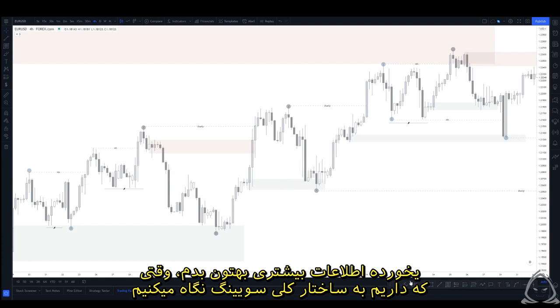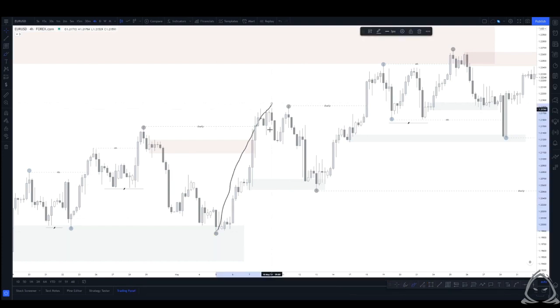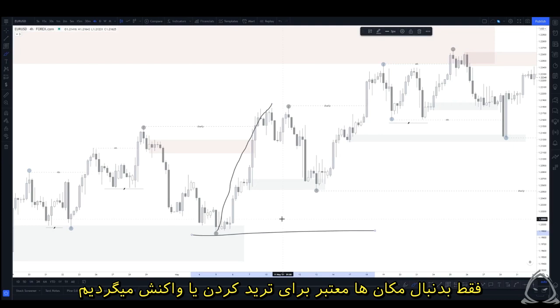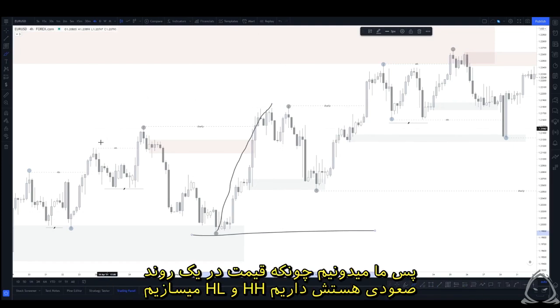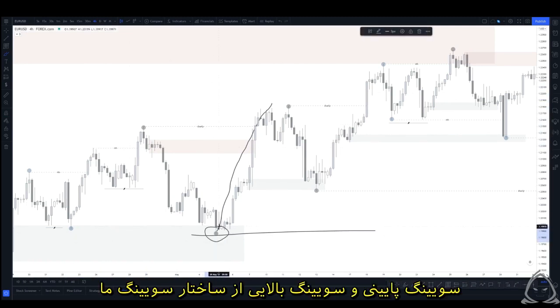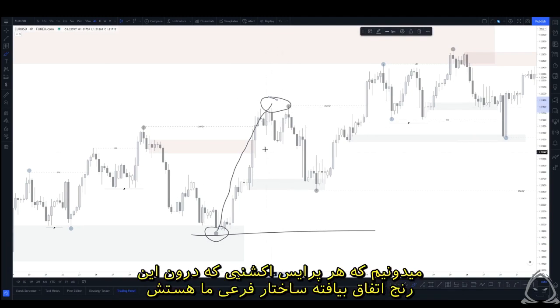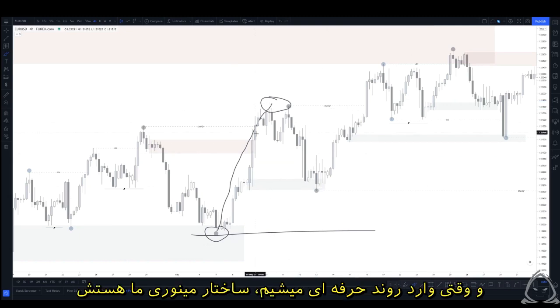But again, when we're looking at the overall swing structure, we're just looking for valid places to look for trades or to look for a reaction. So we know that because price is in an uptrend, we're creating higher highs and higher lows. We have our swing low and our swing high of our swing structure. We know that any price action that forms within this range of price is our substructure. And then once we start going pro trend, it's our minor structure.